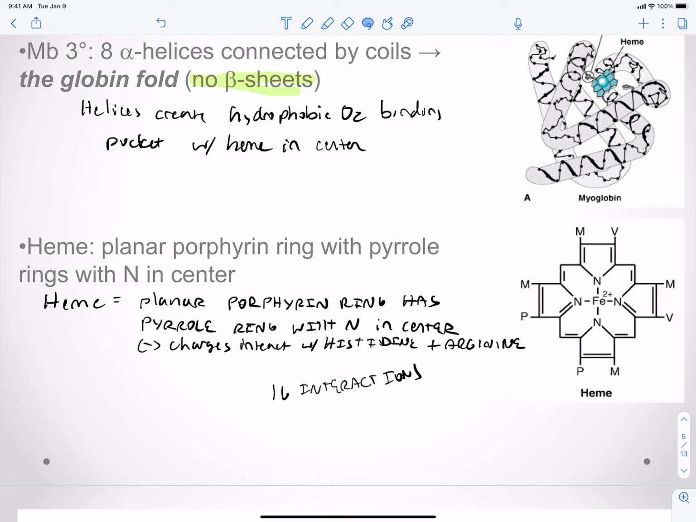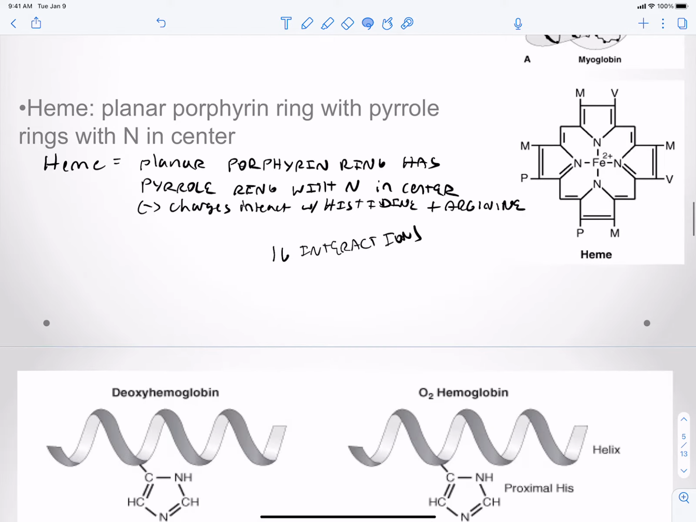So myoglobin again has no beta sheets, and then the heme has the porphyrin ring with the pyrrole rings with the nitrogen in the center. And your negative charges are going to be interacting with histidine and arginine, which are in the pocket. And then you have about 16 interactions within this molecule that make oxygen bind.